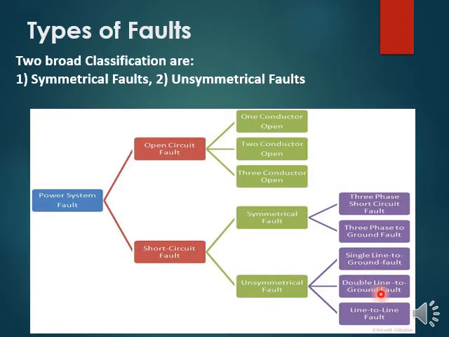The second one is the double line to ground fault. Any two lines and one ground can create a fault. The last one is the line to line fault. Between the two lines there can be a fault. That is an unsymmetrical fault.